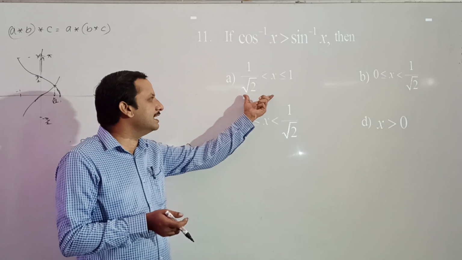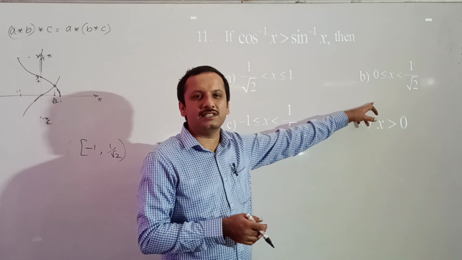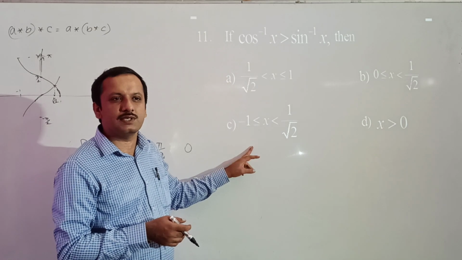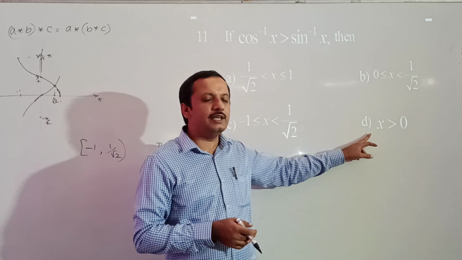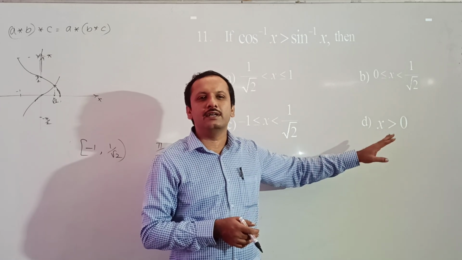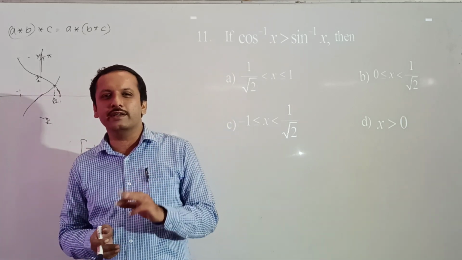Look at the first option. Does it contain 0? No. So this option is eliminated. Second option, does it contain 0? Yes, maybe the answer. Third option, does it contain 0? Yes, maybe the answer. And the fourth option, x greater than 0, does not include 0, hence the first and fourth options are eliminated. Answer is either the second option or the third option.